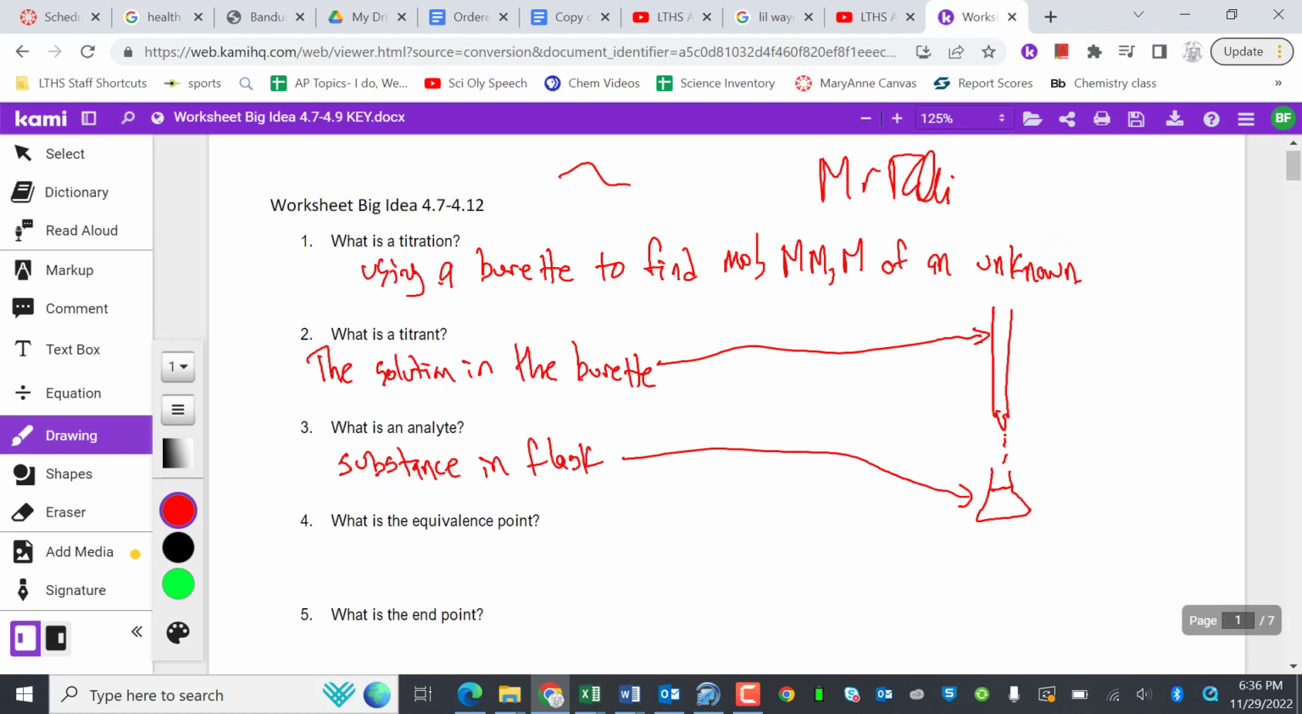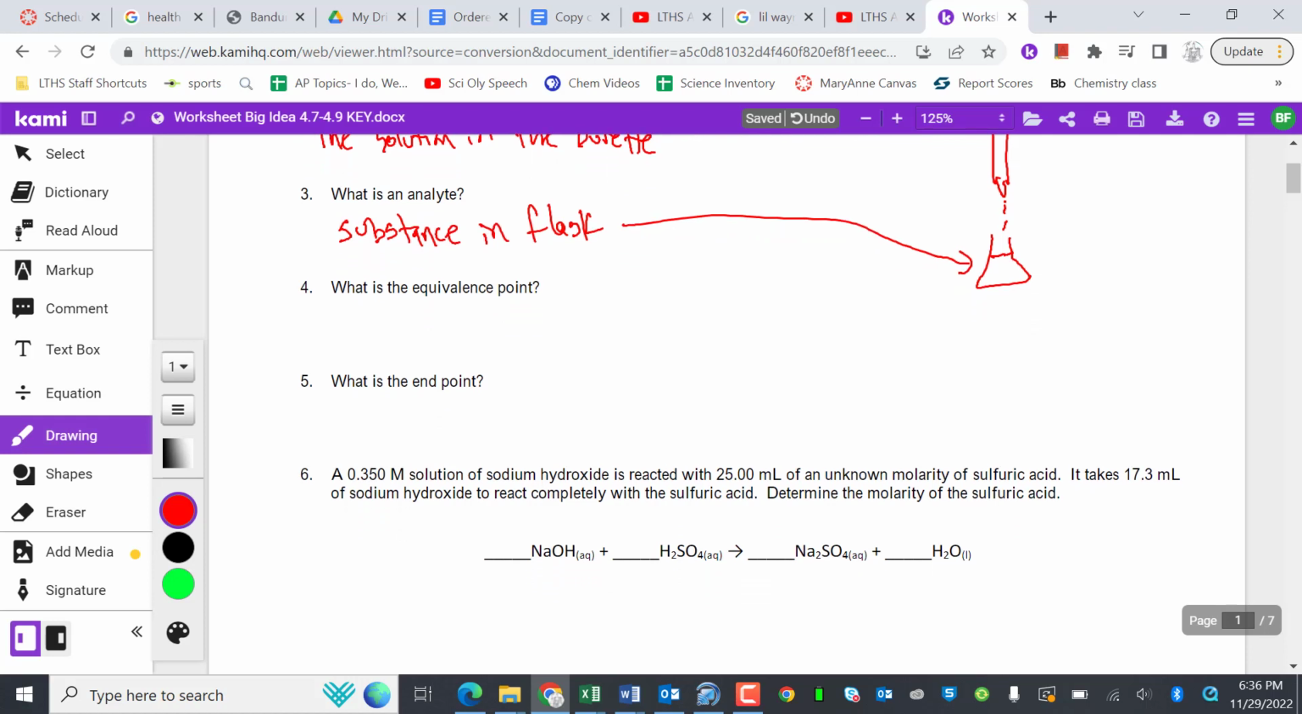What is the equivalence point? The equivalence point is when moles of titrant equal moles of analyte, which means, remember how we have the MV stuff? It's when MV equals MV, right? And I like to use the X's.